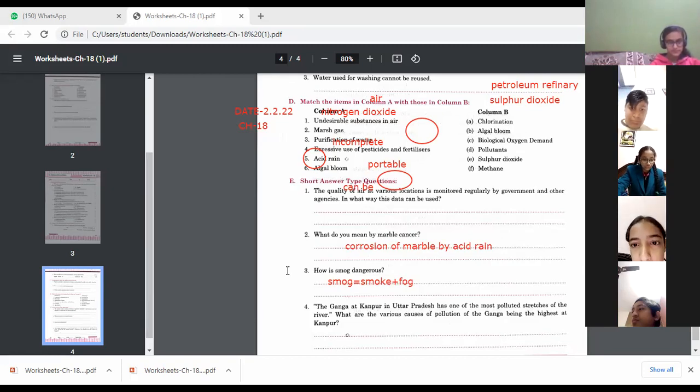Ma'am, can I add one point? Yes. Ma'am, this is because Kanpur has a large number of tanneries. Large number of tanneries, refineries. Okay, this may be the reason for it. Ma'am, the idols of gods and goddesses are thrown directly into the river. Any other reason? Any other point left?